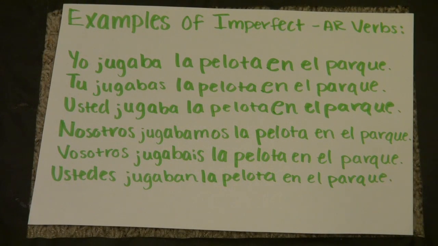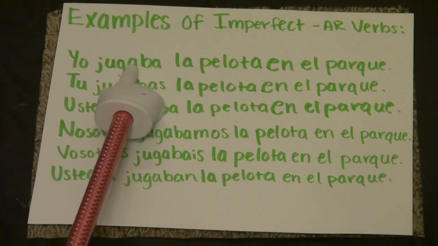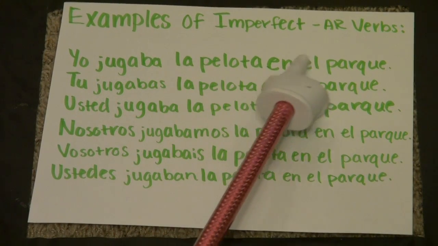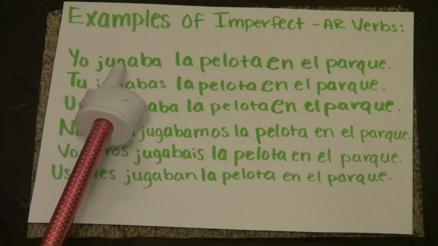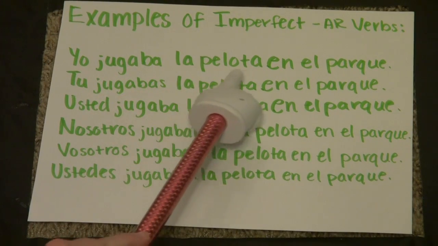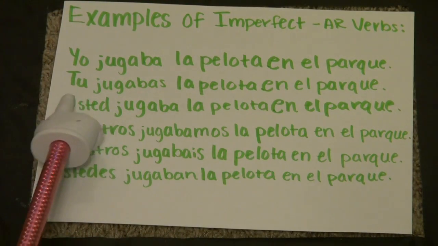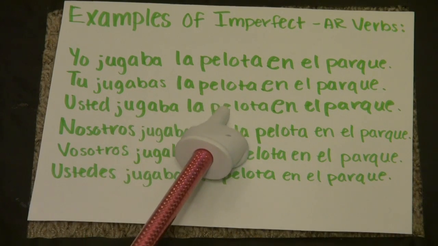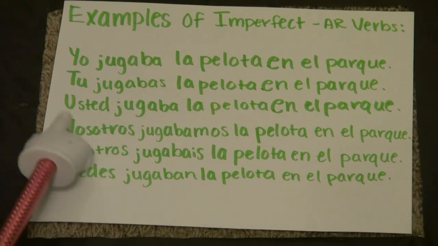Examples of imperfect -ar verbs. Yo jugaba la pelota en el parque. Tú jugabas la pelota en el parque. Usted jugaba la pelota en el parque.